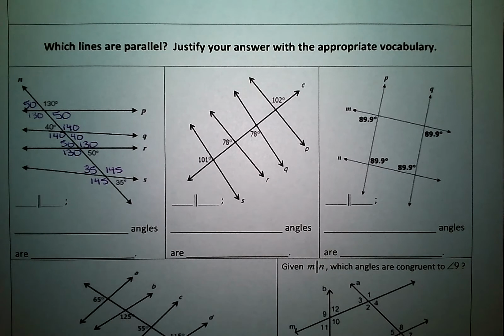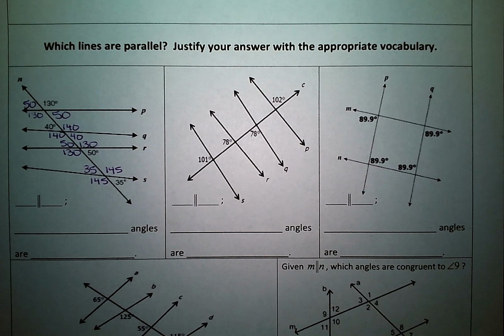Once I have all the angles visible, now I can look for angle relationships. I can look for corresponding angles that are congruent, or alternate interior angles that are congruent, or alternate exterior angles that are congruent, or I could look for a set of consecutive interior angles that are supplementary. I usually find that the corresponding angles is what my eye checks out first.